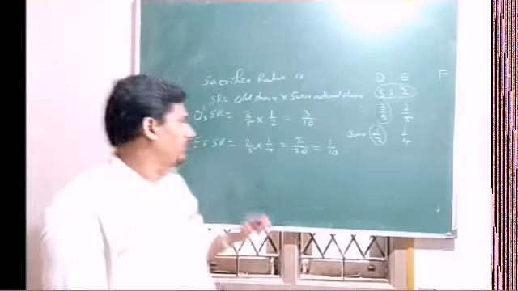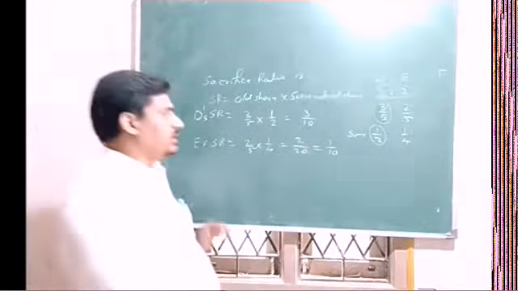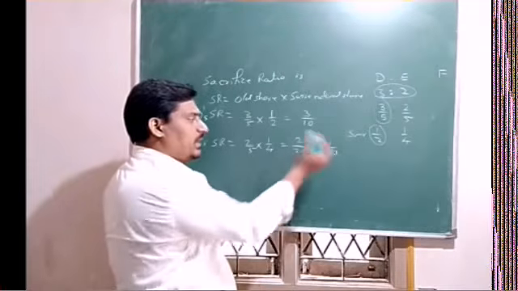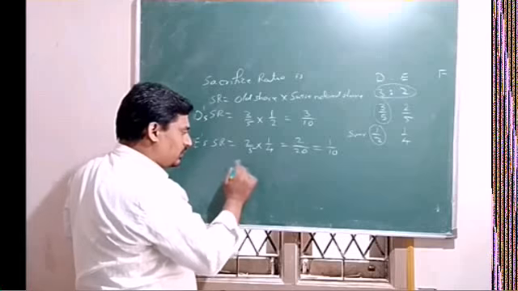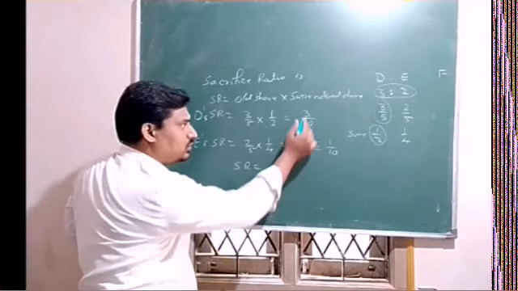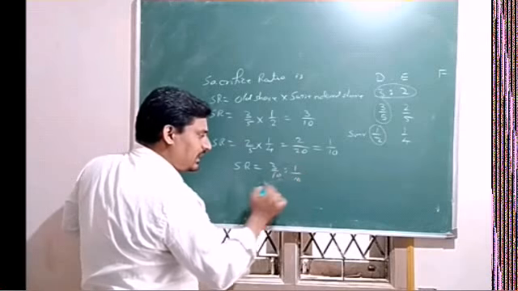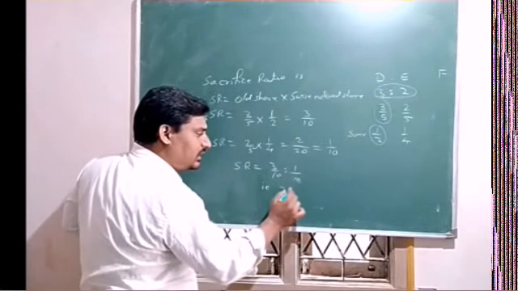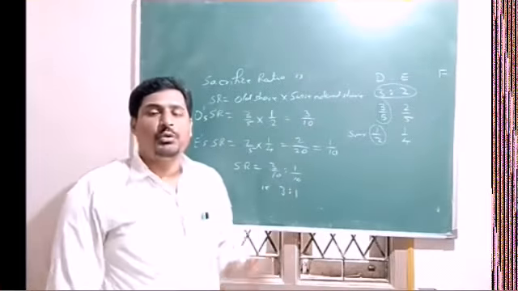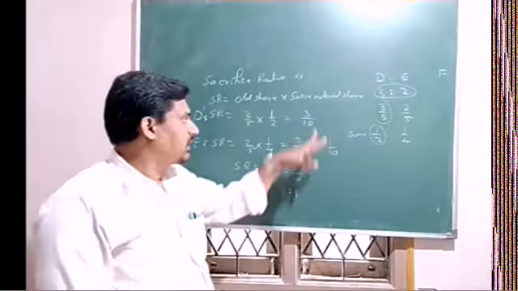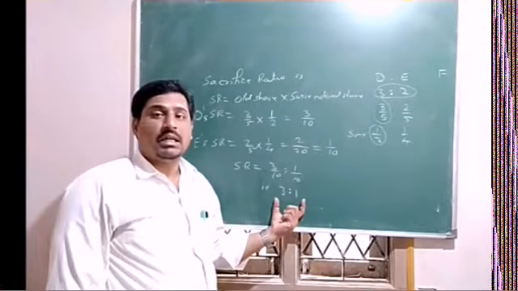So 2 into 1 is 2, 5 into 4 is 20. So we can reduce it: 2 ones are 2, 2 tens are 20, so 1 by 10. Therefore, the sacrifice ratio is equal to 3 by 10 is to 1 by 10. That is nothing but 3 is to 1, the sacrifice ratio of both. This is the sacrifice share. This is the sacrifice ratio.